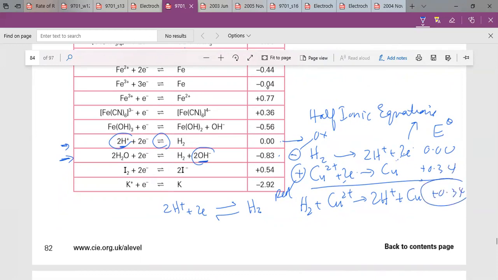Now this is called the EMF of the cell, or standard potential, standard electric potential. But you can put standard cell potential because it doesn't matter, it is inclusive: positive 0.34 volts. Another way to find this is very simple. We call it E cell. Let us see, E cell equals E reduction minus E oxidation.